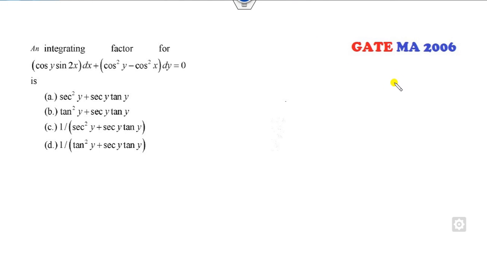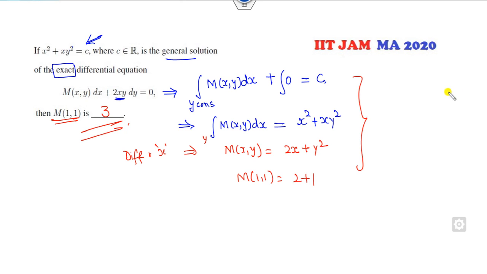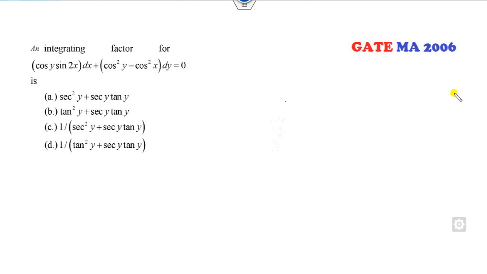Okay, now look at these few questions from GATE 2006. We will cover questions from 2021 after these GATE examination papers, that is after 3 or 4 questions. The integrating factor of this. Again, very simple. This is M, this is N. It means this is not exact. How can you think about solving this problem?